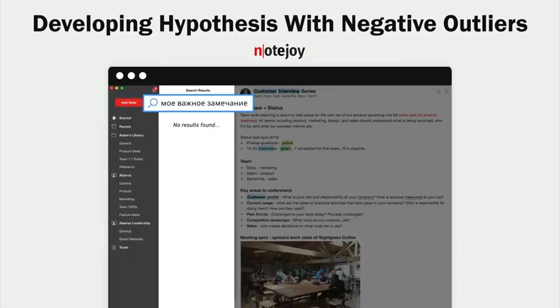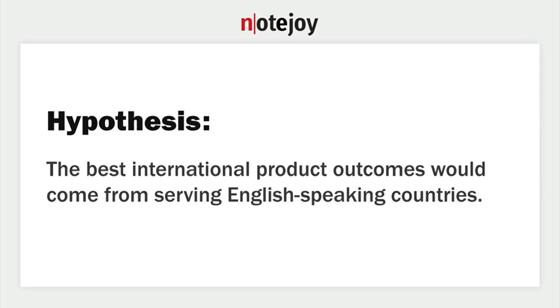The PM discovered that Notejoy's search simply doesn't work as well for non-English alphabets like Chinese or Cyrillic. However, re-engineering search to perform equally well for other languages would be too heavy of a lift for the return. As a result, the PM developed his hypothesis that their best international product outcomes would come from serving English-speaking countries.